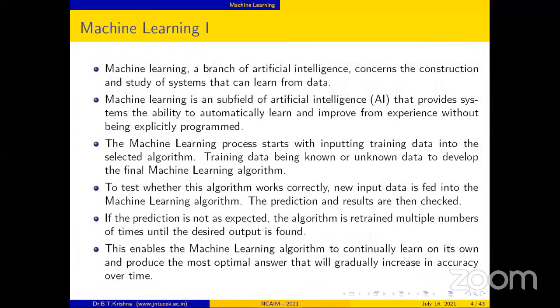First, let us see the definition of machine learning, and let us understand what is meant by machine learning. Machine learning is a branch of artificial intelligence that concerns the construction and study of systems that can learn from data. This is the definition available in Wikipedia. So it is one branch of artificial intelligence, and it deals with learning from data. That means you will have a system, and that system is going to learn from the data. This is what is meant by machine learning.